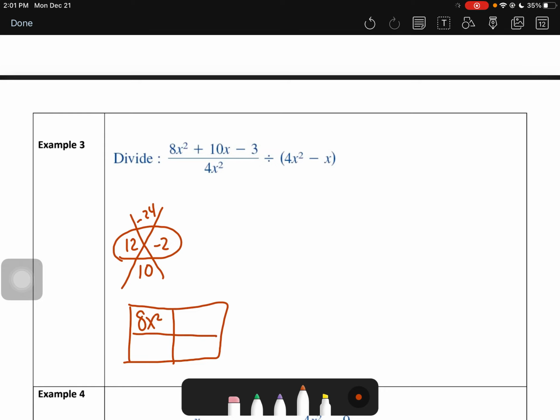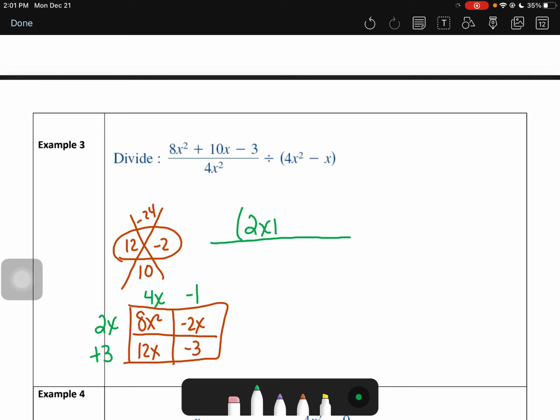So we have 8x squared, -3, 12x, and -2x. So we find the greatest common factor of each row and each column. And that's going to be 3. So we have 2x plus 3 and 4x minus 1. In the denominator, we have 4x squared.